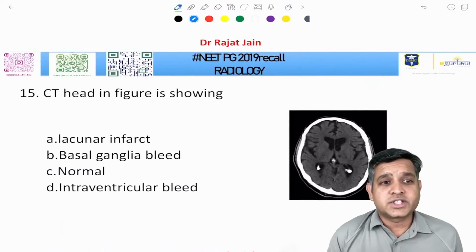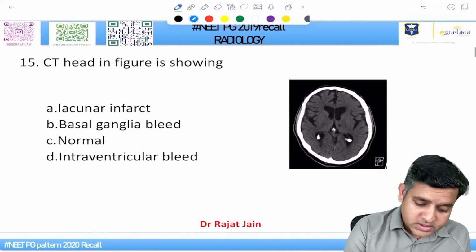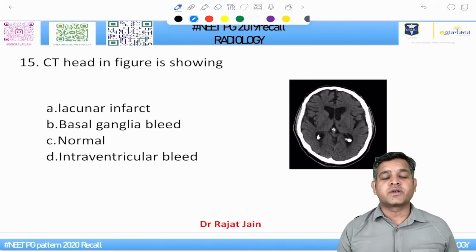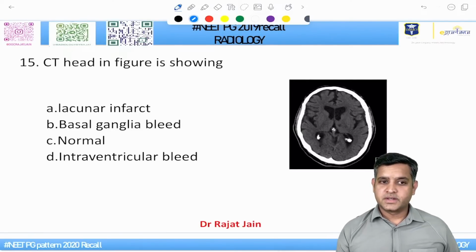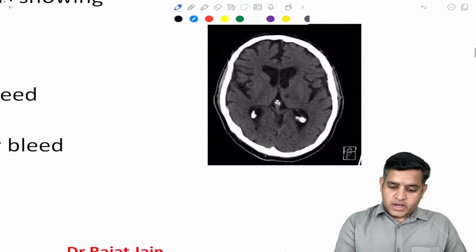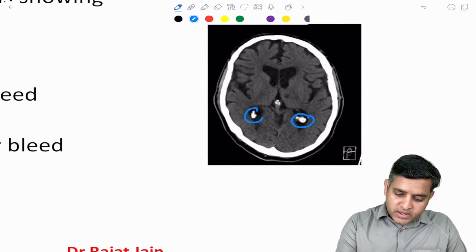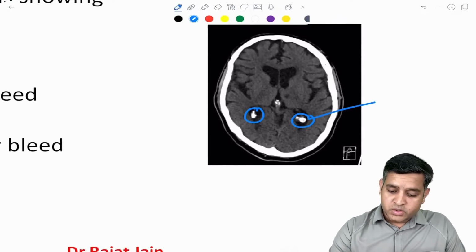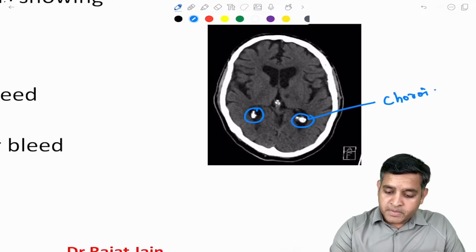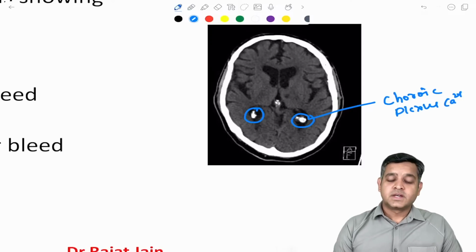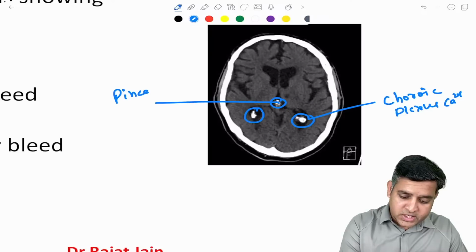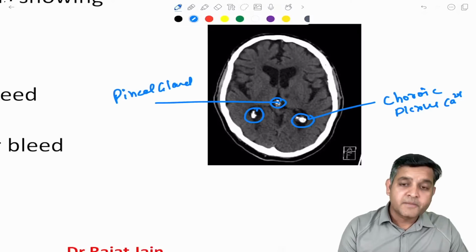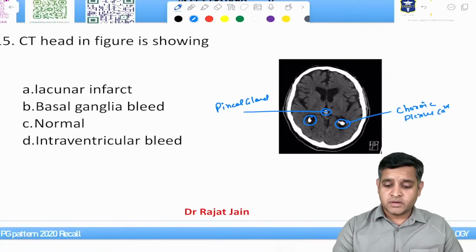Now this is a very interesting question. I will wait for an answer from you. CT head in this figure is showing what? If you are thinking this is an intraventricular bleed, no, please remember, this is not. This is choroid plexus calcification, which is normal. If you are seeing this as an abnormality, no, this is the pineal gland calcification, which is also normal. This is also normal.